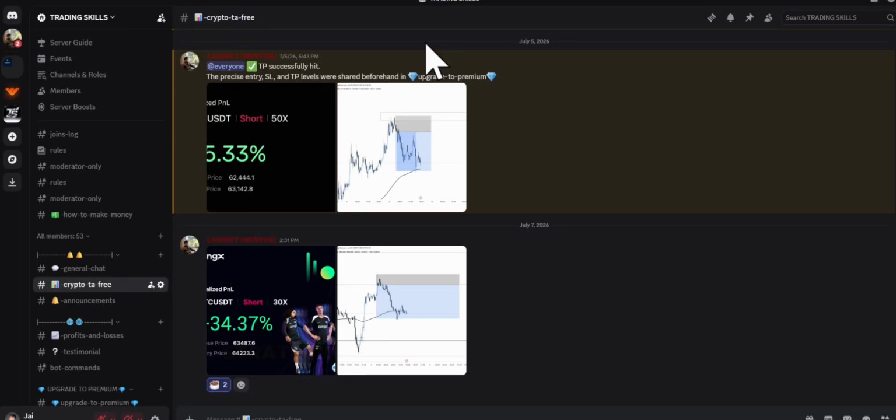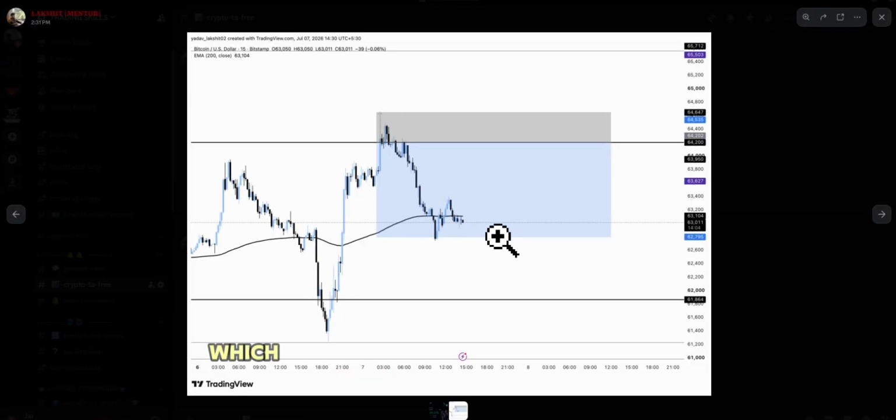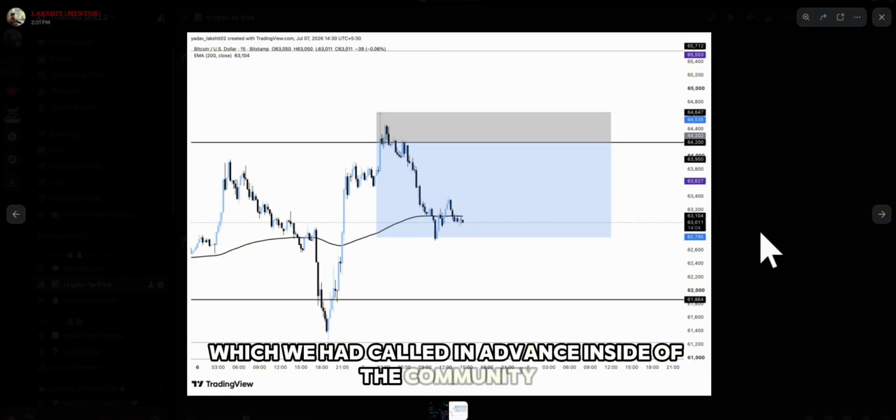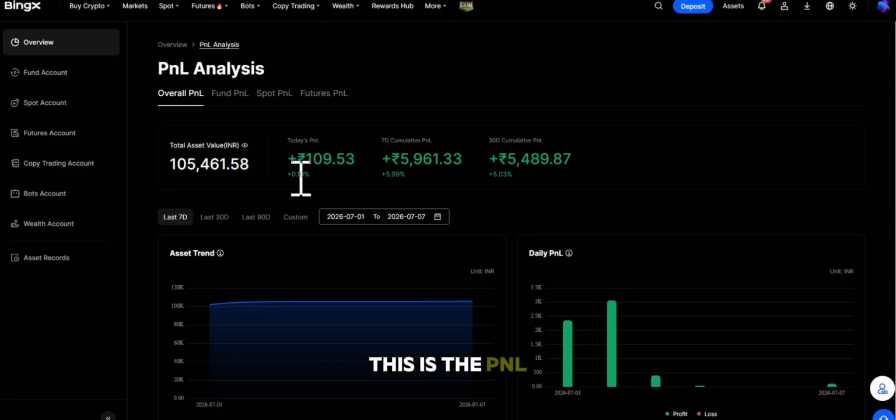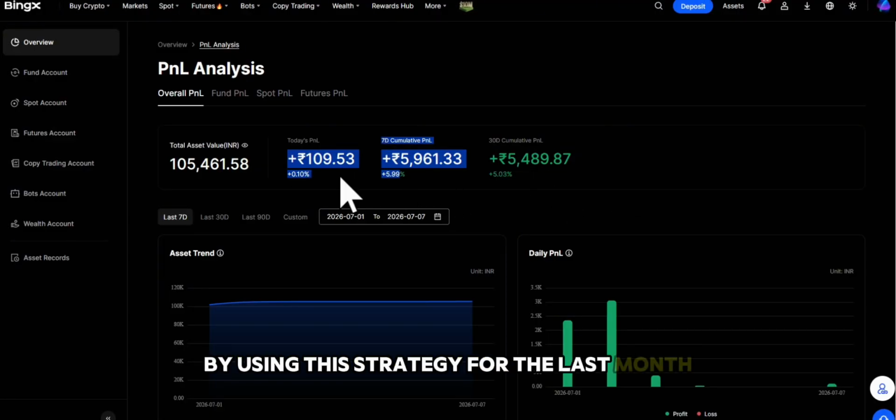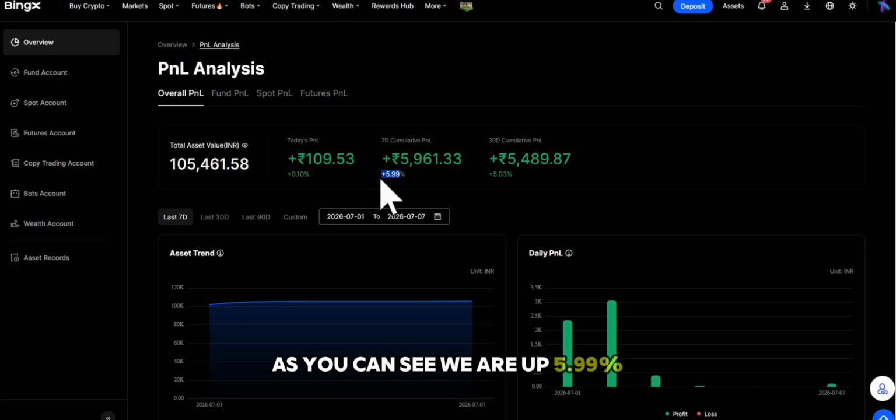Alright, so the setup and strategy I'll be talking about is right here, which we had called in advance inside of the community. And this is a PnL by using this strategy for the last month. As you can see, we are up 5.99%, almost 6%. And it's just 3 weeks and we're still running it.